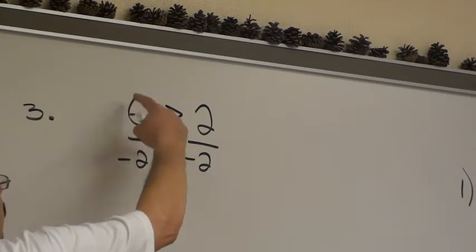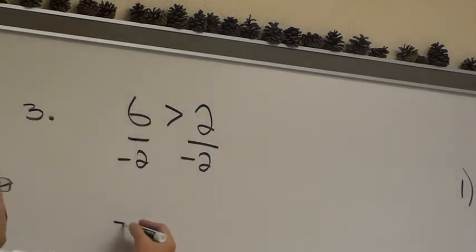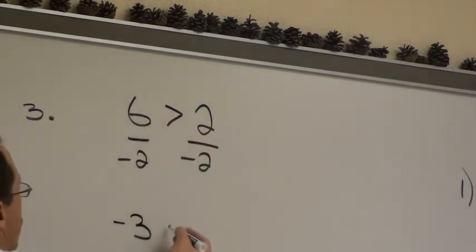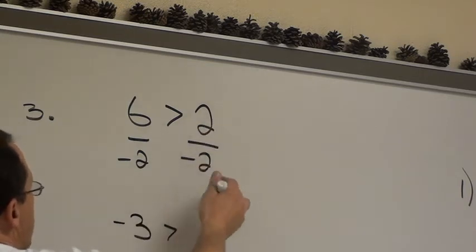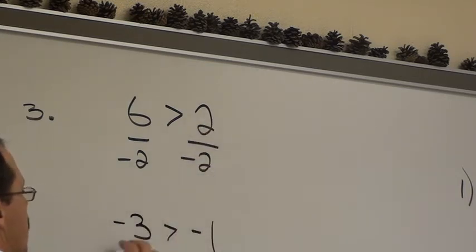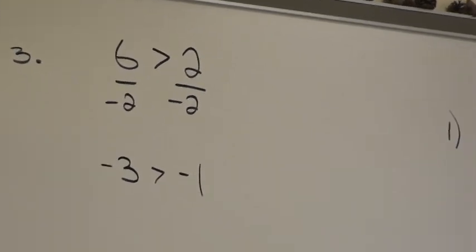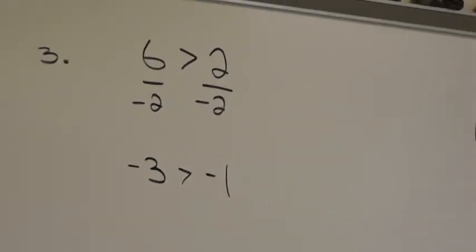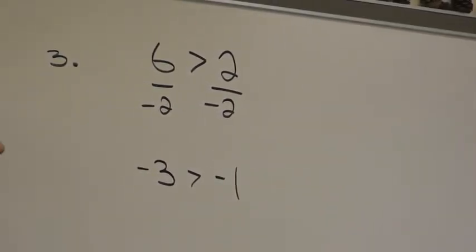Okay, so let's do it. 6 divided by -2 is -3. Bring down the greater than sign. 2 divided by -2 is -1. Is this true? -3 bigger than -1? No. -3 is to the left, isn't it? They're smaller that way. So here's what happens.